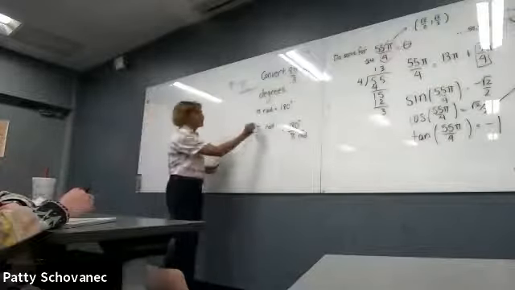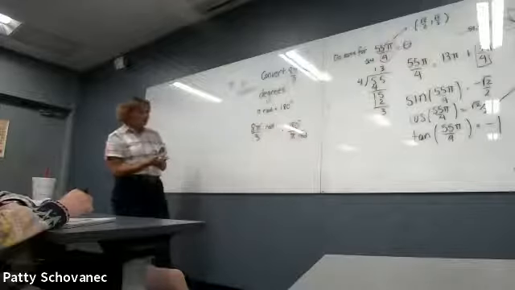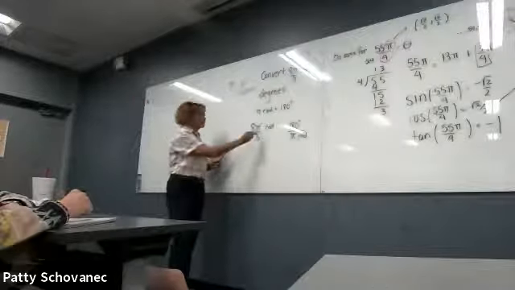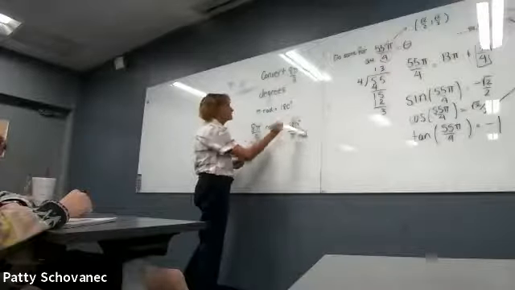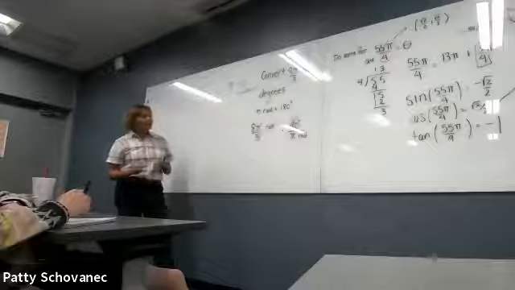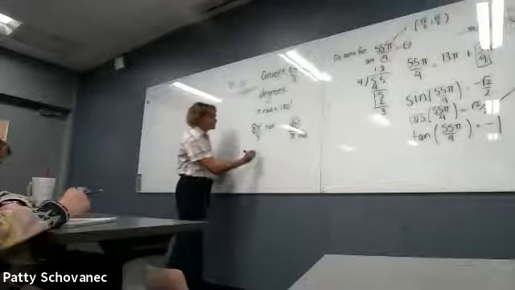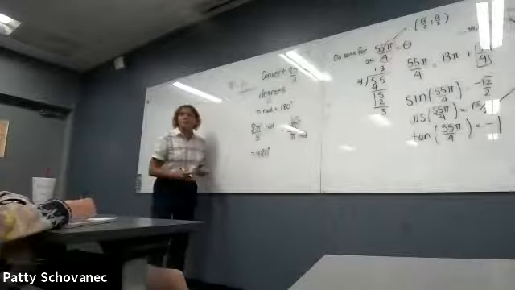So I canceled this pi with that pi. And I do have a common factor. 3 divides 18 6 times, so 3 into 180 goes 60 times. So all I have left is 8 times 60 degrees. 6 times 8 is 48. Tack on the 0. That is 480 degrees.